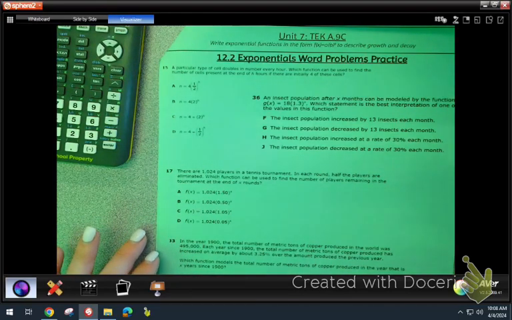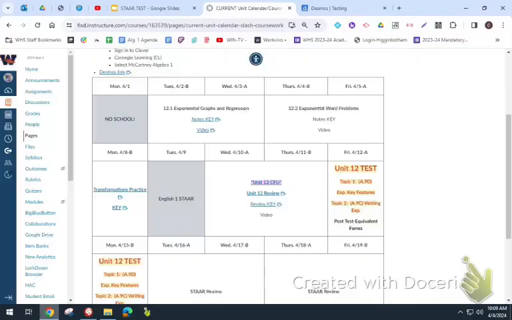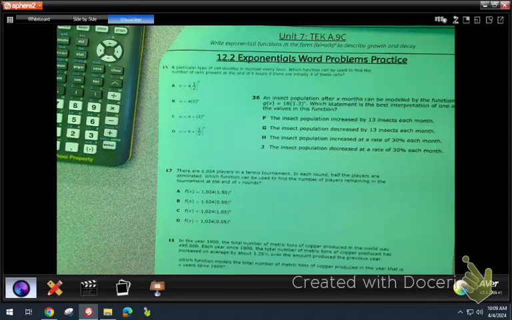Did y'all do that Desmos thing? The transformations Desmos? This is great. Yeah. Okay. And then we're probably going to talk about that on Monday as well, because we didn't do them. What do I put, my decimal?